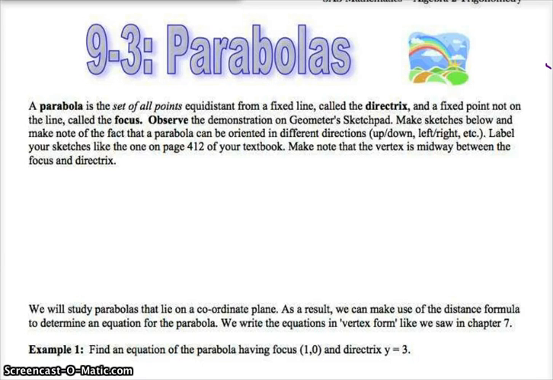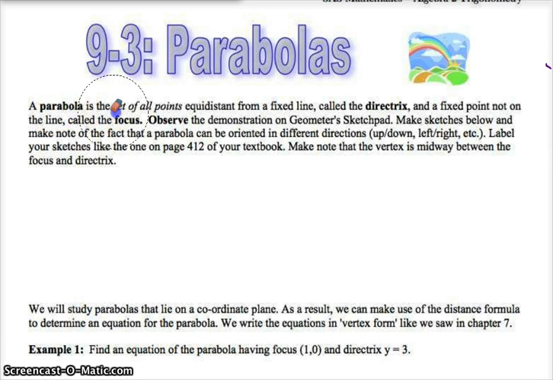Okay, so we already studied the parabola, and now we're going to study it a little bit more extensively. Not only will our parabolas open up or open down, they will now also open right or left. So they're getting a little bit more complex, and we're going to talk about them a little more specifically. So look at this definition.